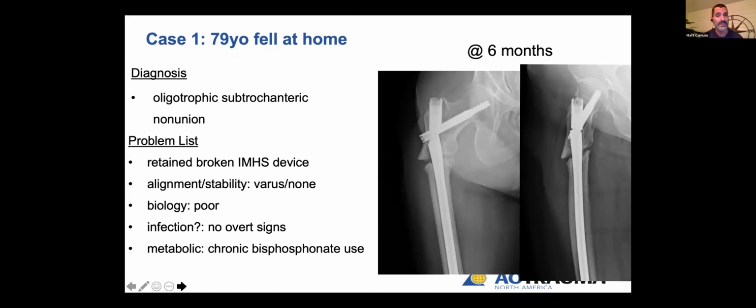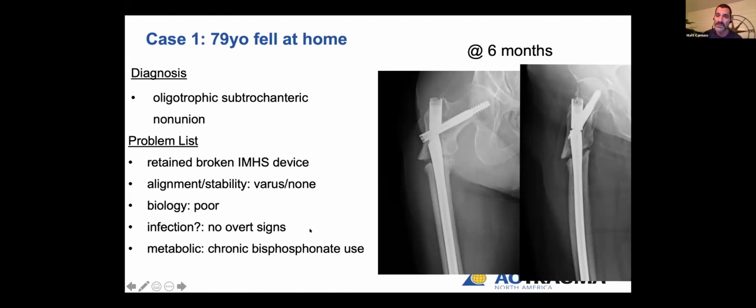So again, this is the stepwise checklist for the non-union. The diagnosis here, for me, again, I call this an oligotrophic subtrochanteric non-union. Others may call it otherwise, but at least it helps me put it into a category so I can start checking off the things in the problem list. I've got a problem list that's significant here. I've got a retained nail that's broken. The alignment is in varus and there's no stability present because the nail has broken.